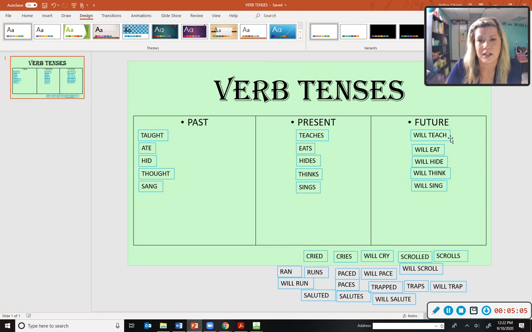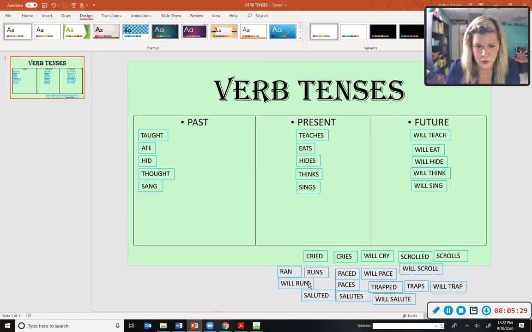Okay, so again, I still see the same pattern in future. Everything has will in front of it. Same thing for present. I have S or ES on the end of all those verbs. Past, all these words have just changed to a new word. Instead of sing, we changed it to sang. So I don't really see a pattern between all those verbs yet.